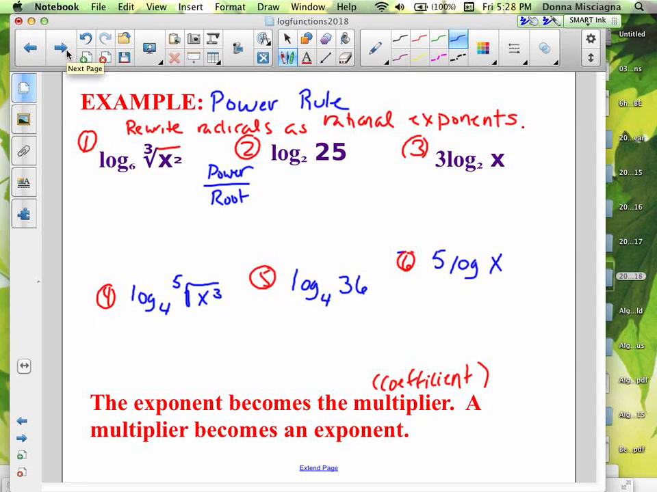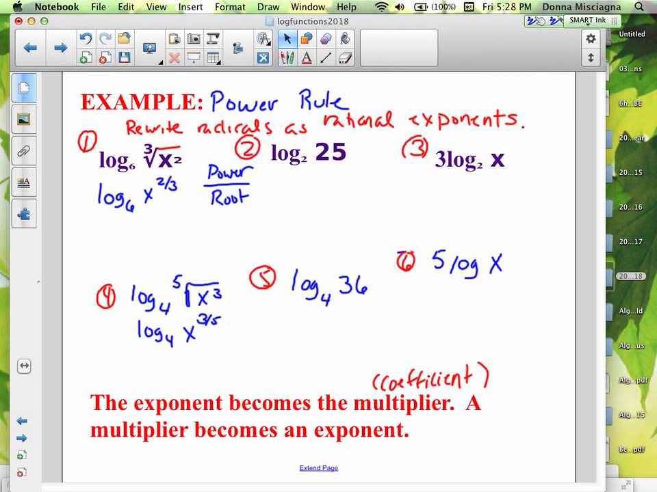We can rewrite this first one as log base 6 of x to the 2/3. Right? It's power over root. And we can write this next one as log base 4 of x to the 3/5, power over root. All right, so now we can go ahead and rewrite all of these using the power rule.